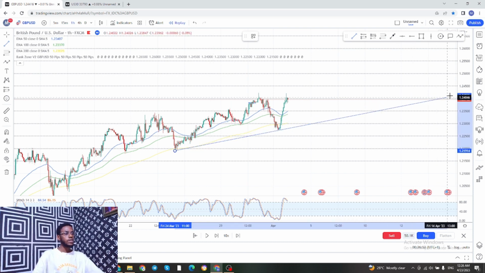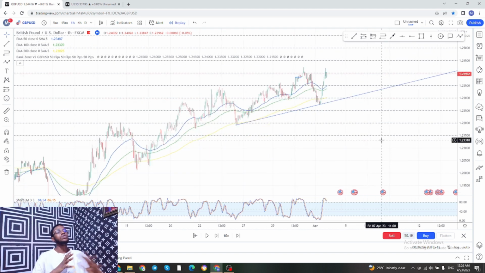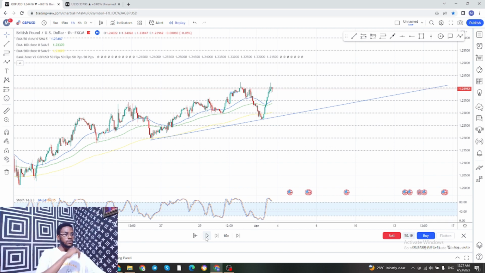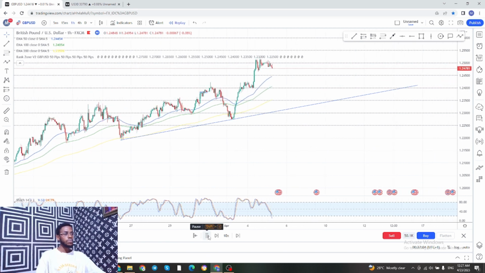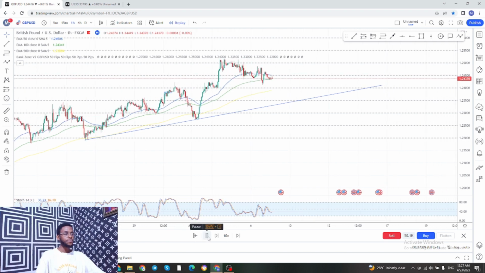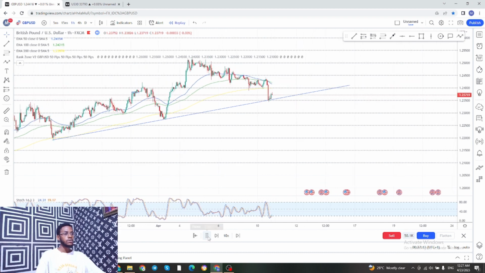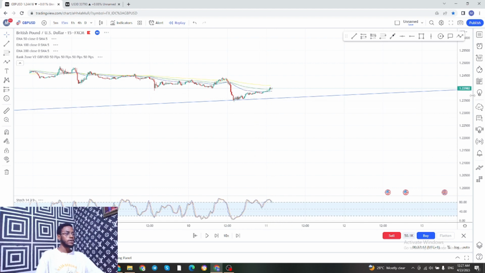So I'm just going to put this trend line right here. Boom. Then according to my strategy, we're in an uptrend, right? So I'm just going to play this so we see what happens. So let's just play this. Price just keeps going up and up and up and up. Right there. So price retests our trend line right here, right?